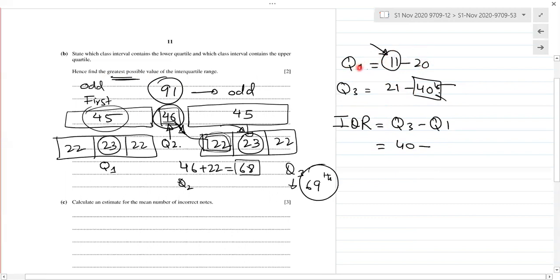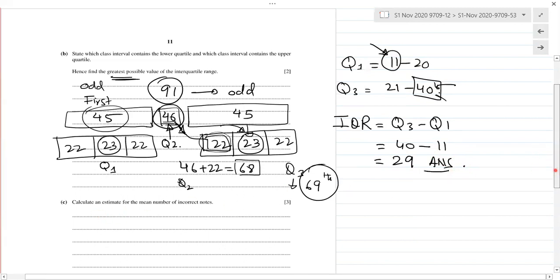Now Q1 lies from 11 to 20. We don't know which value it is. So it may be 11, it may be 12th, 13th, or maybe the 20th. But since we are looking for the greatest possible difference, we go for the lowest one in the lower quartile, the highest in the higher quartile. So that's 40 minus 11, and that gives us 29. 29 is the answer to this part.